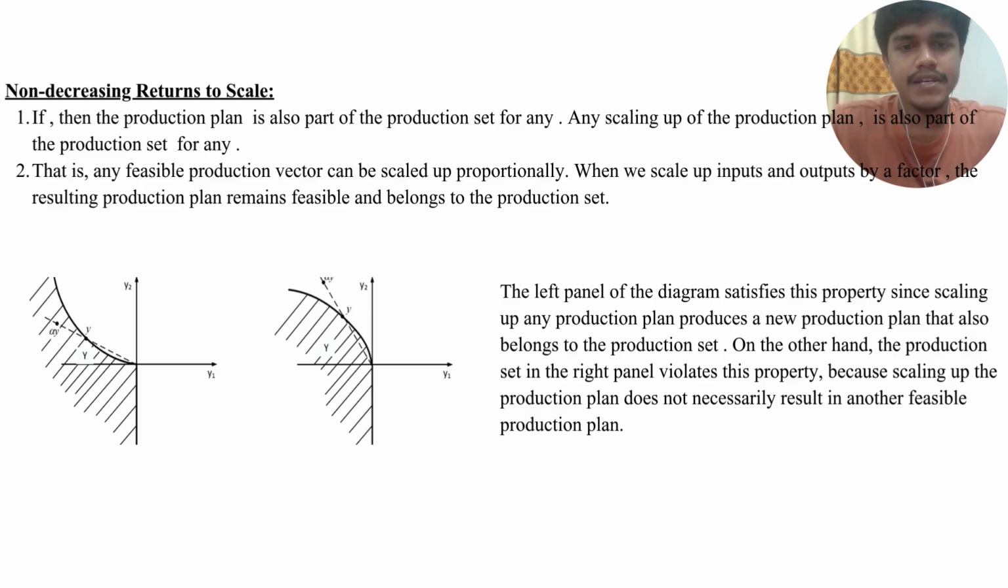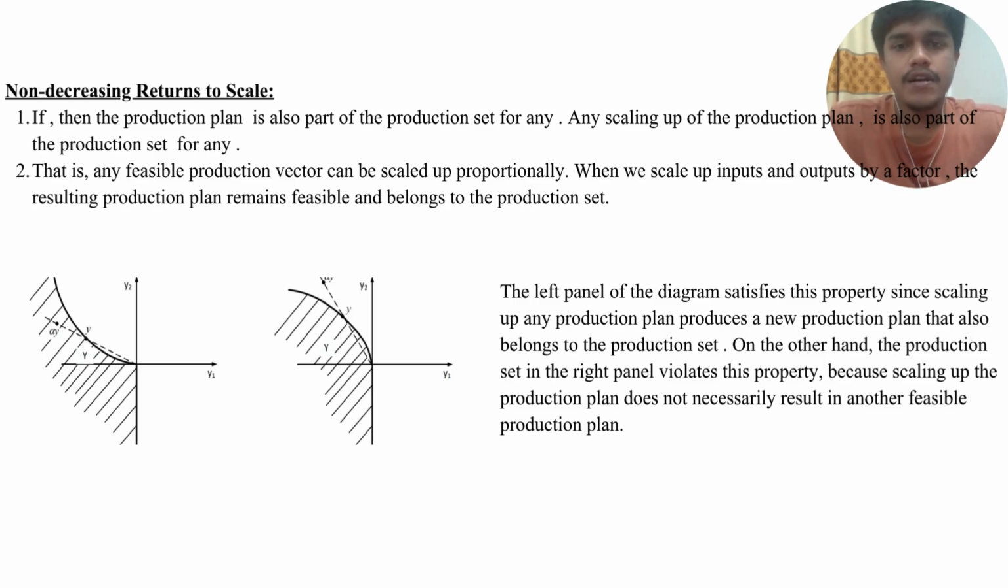In simple terms, if a company can make a certain combination of goods using available resources, then doubling or tripling, whatever they want, both the resources and output should be possible.